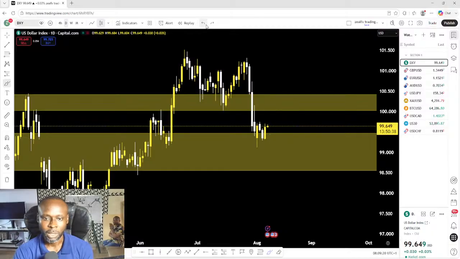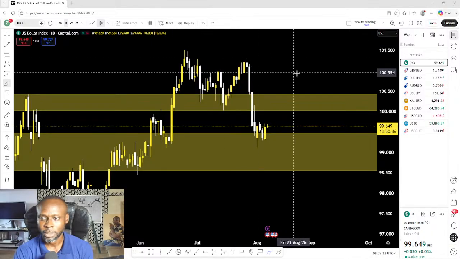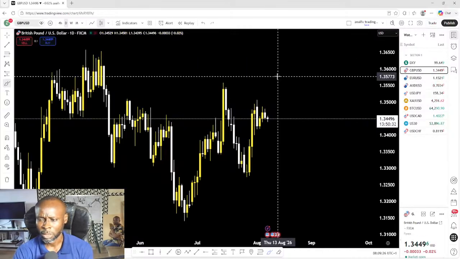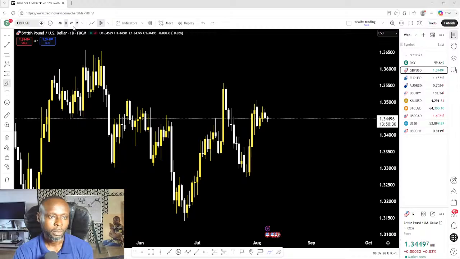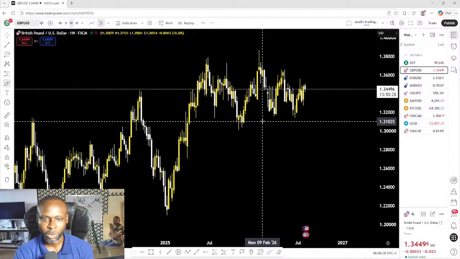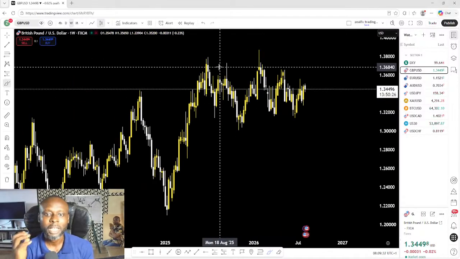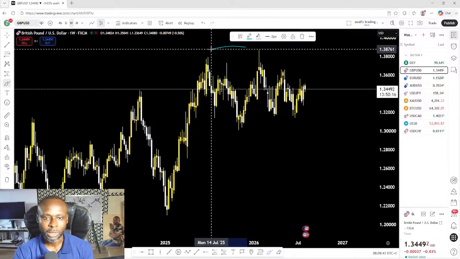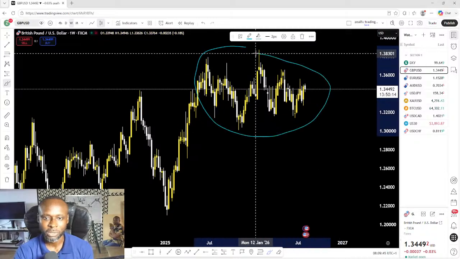So let's look at the next pair, which is the pound USD. Let's start analysis on the weekly time frame. On the weekly time frame now, we can see on the pound USD we don't have a clear structure. We still have a sideways trend on the pound USD.